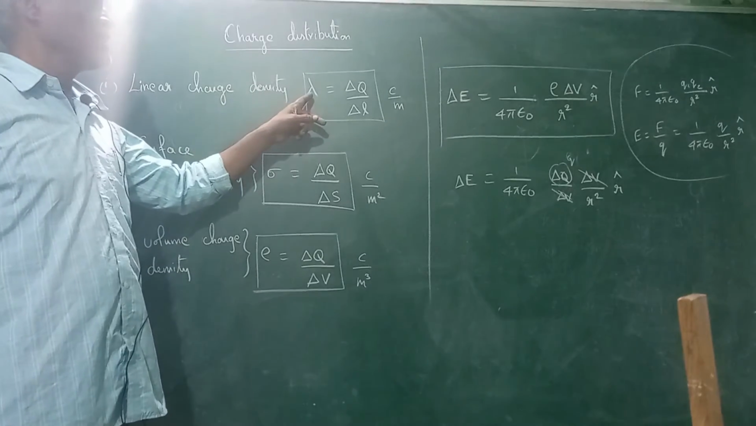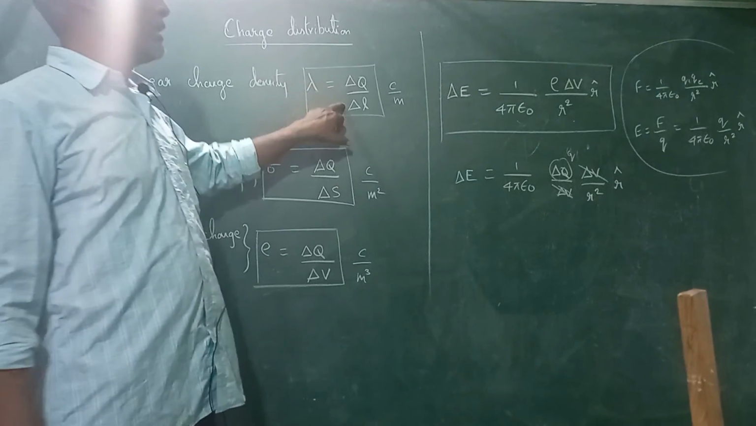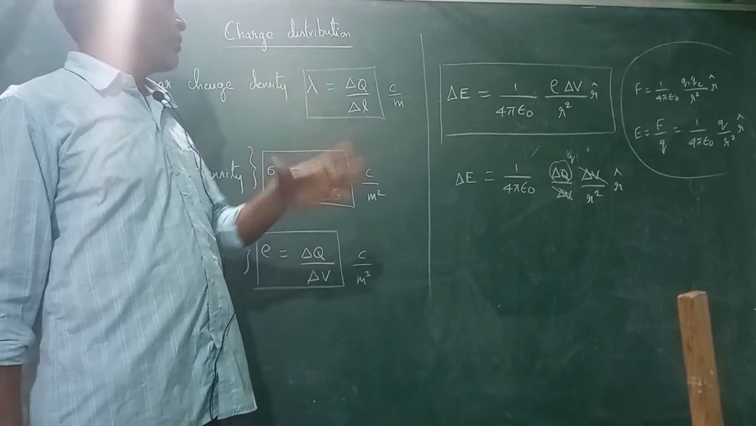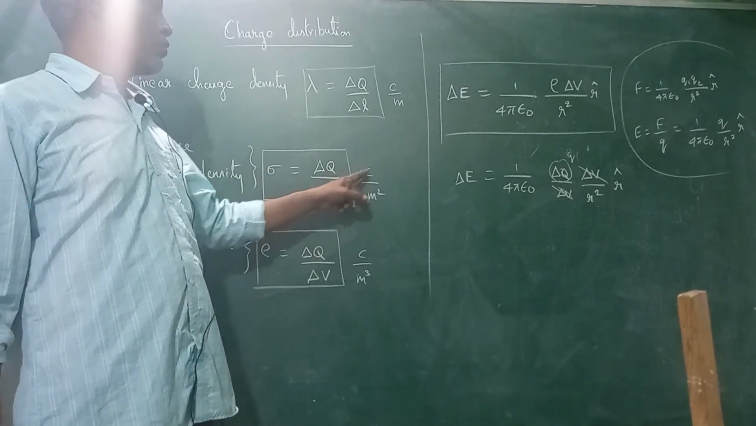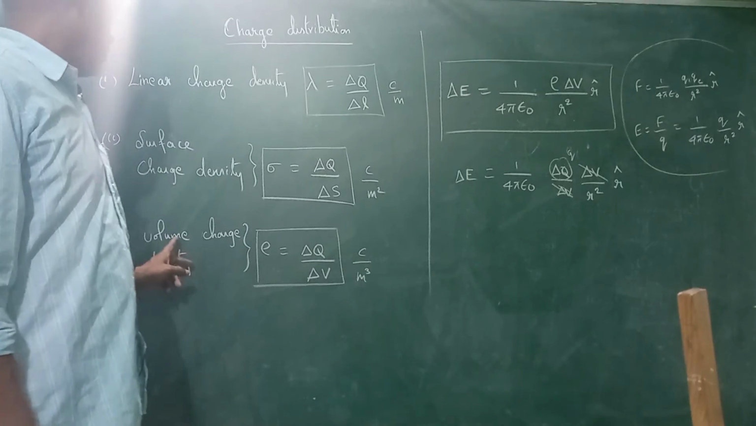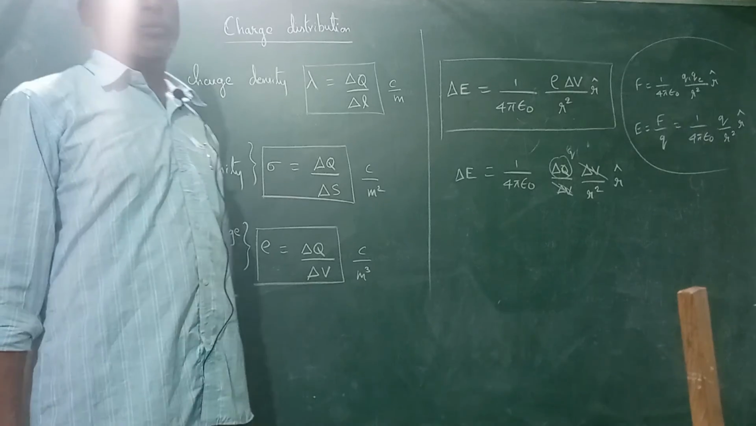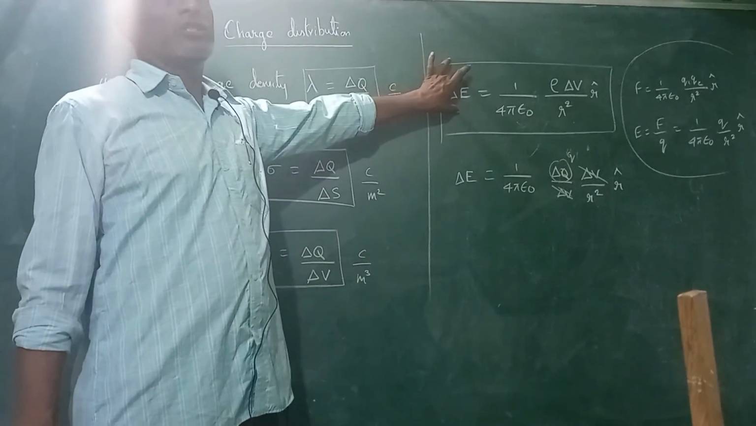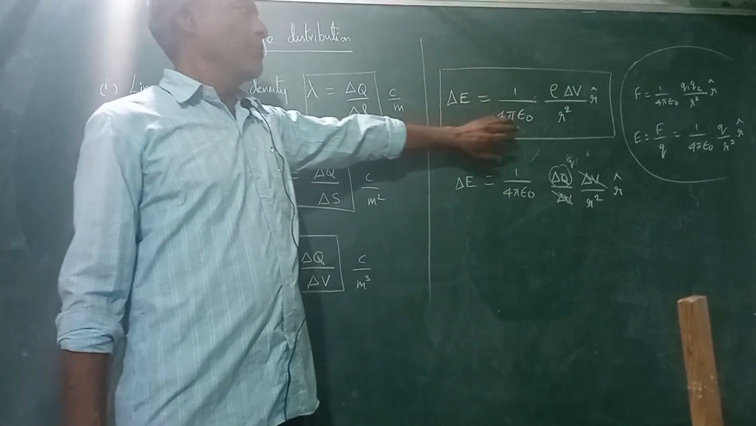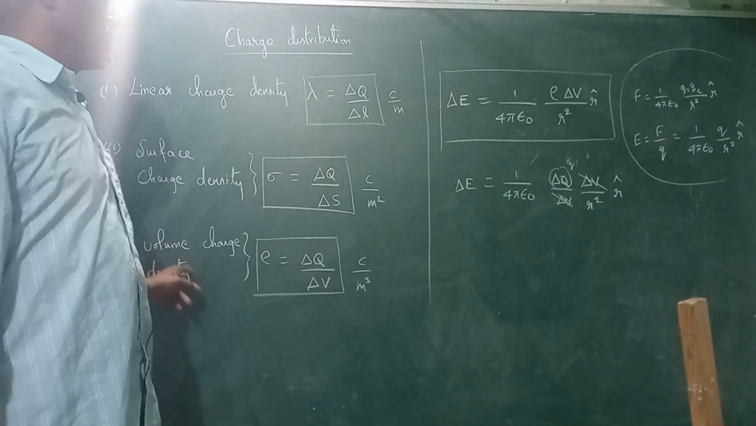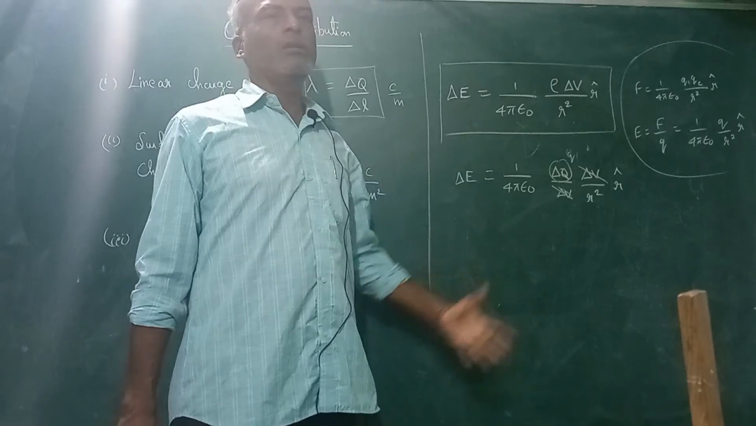So linear charge density is lambda, which is del Q by del L, unit is coulombs per meter. Why we use this del? Because it is very small. Then sigma, that is surface charge density, is del Q by del S, coulomb per meter square. Now volume charge density is nothing but rho, which is del Q by del V, which is coulomb per meter cube. And I already told you this del E, an infinitesimally small electric field, can be represented with the help of this volume charge density rho. So the formula will be like this. If you simplify, you will get the original formula.